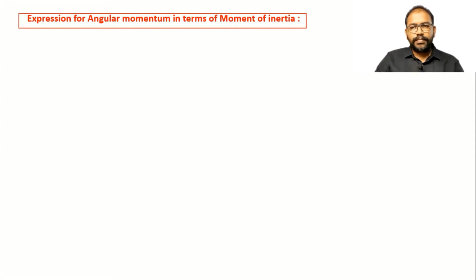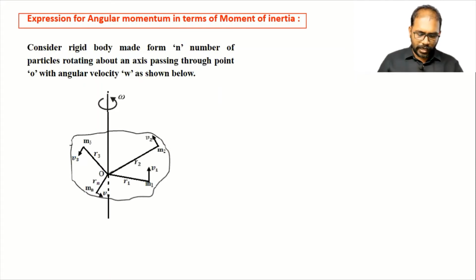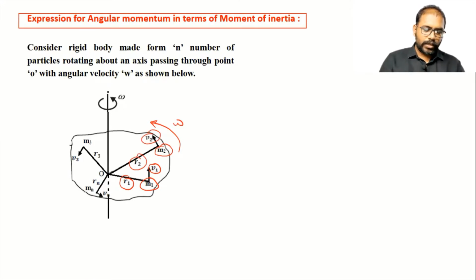We consider a rigid body which is made from n number of particles and rotating about an axis with angular velocity omega. The first particle has mass m1, linear velocity v1, and distance from the axis r1. The second particle has mass m2, distance from the axis r2, and linear speed v2. The third particle has mass m3, linear speed v3, and distance from the axis r3.